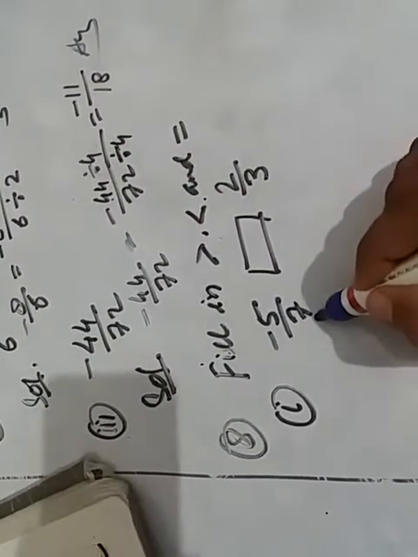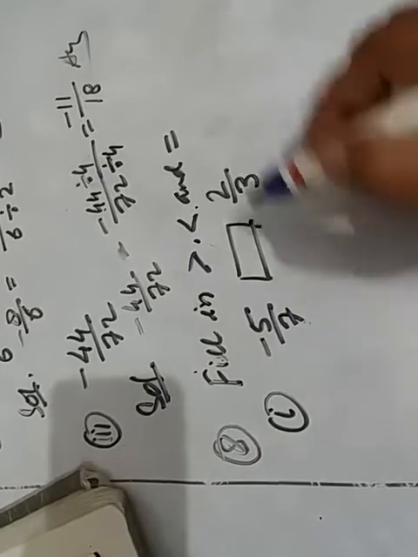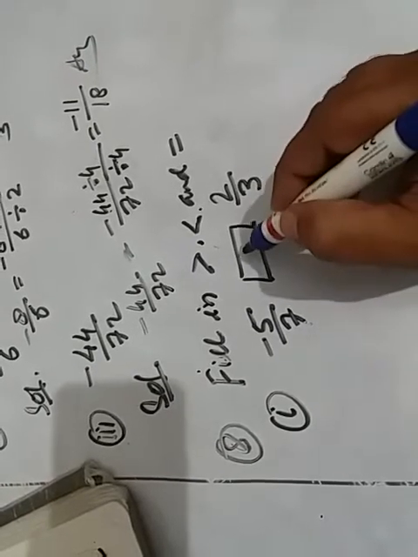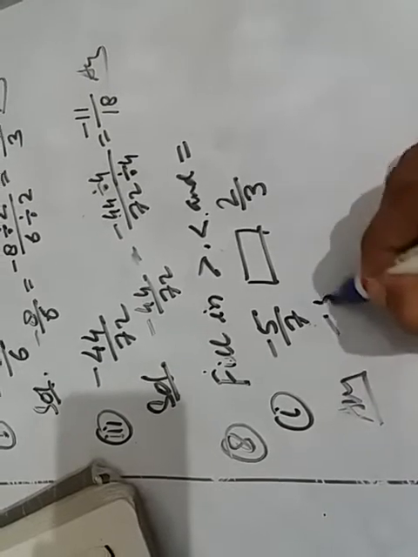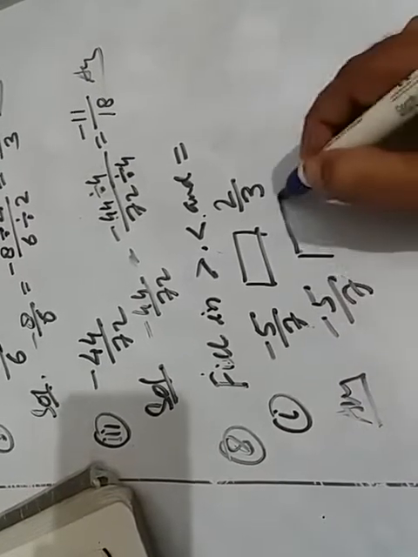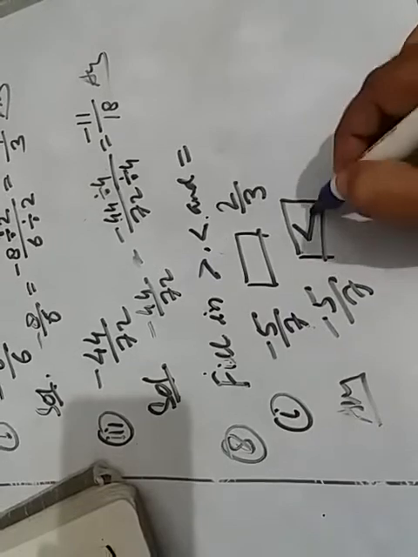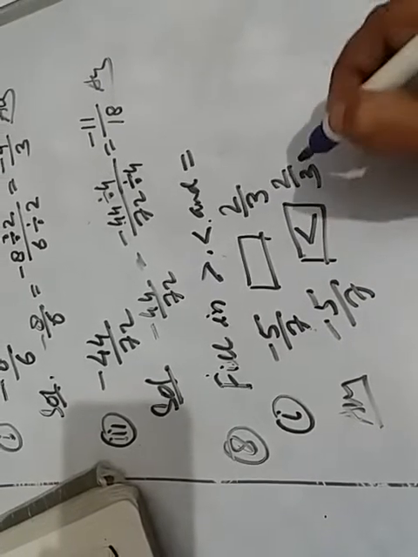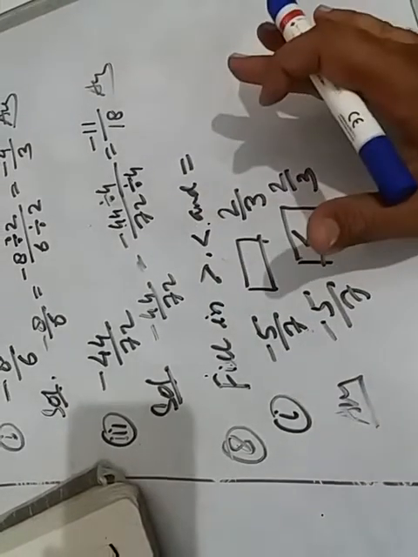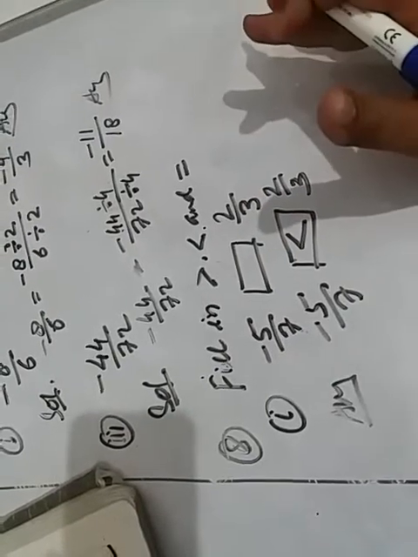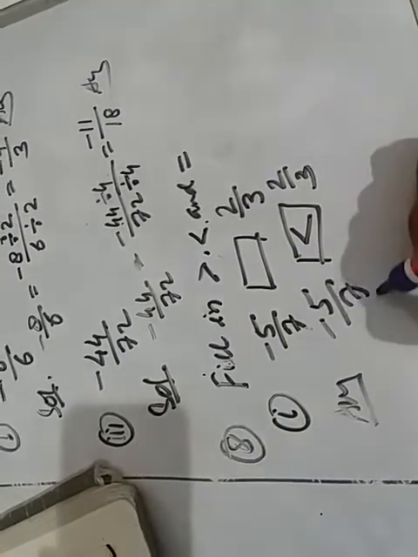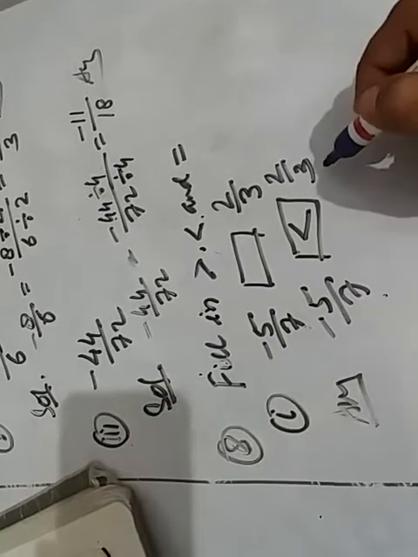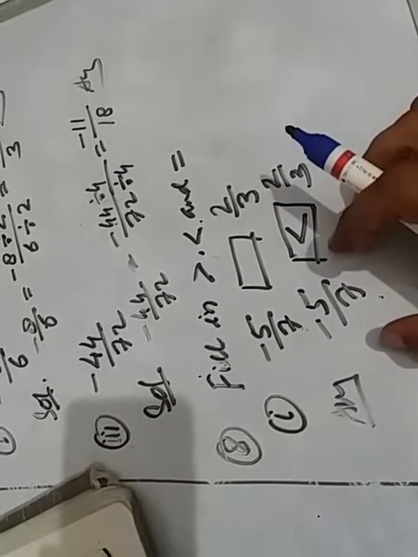Why? Because this is negative and this is positive. So your answer will be: minus 5 upon 7, and this box will be filled with less than, and 2 upon 3. There is no need to calculate, no need to make the denominators equal. This is a negative rational number, this is a positive rational number, so this is always less than 2 upon 3.